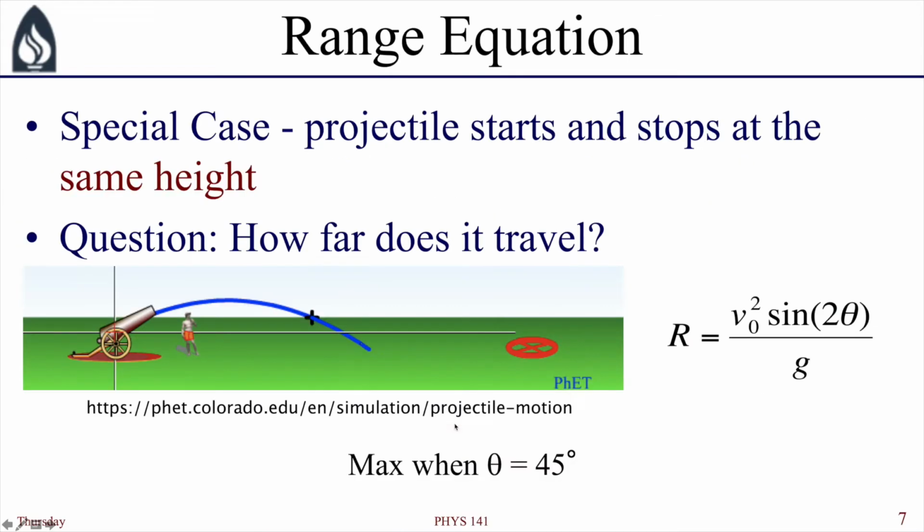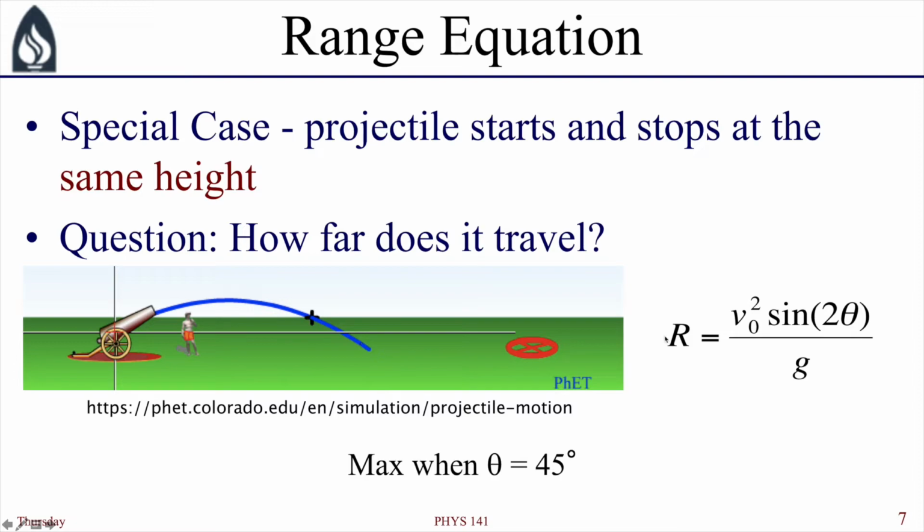So one last equation that we want to consider when dealing with projectile motion is the range equation. And the range equation applies to a very special case of projectile motion. It only applies when the projectile starts and stops at the same height, in other words, when delta y is equal to 0. So if the projectile takes off and lands at exactly the same height, then we can answer the question of how far does it travel with the range equation. And the range equation gives us the range, or the delta x, how far it travels in the horizontal direction.